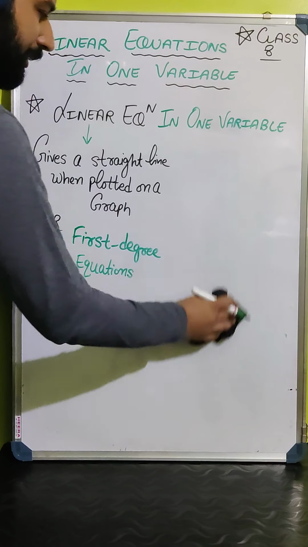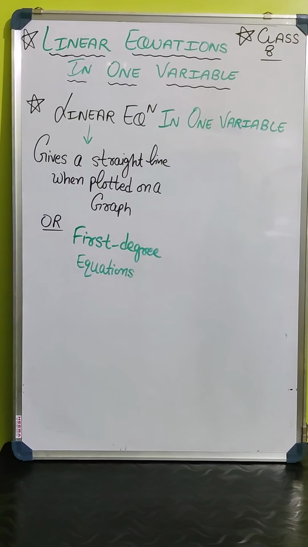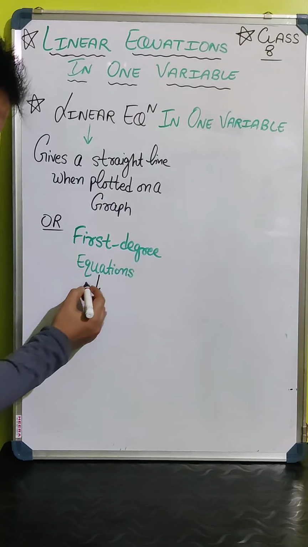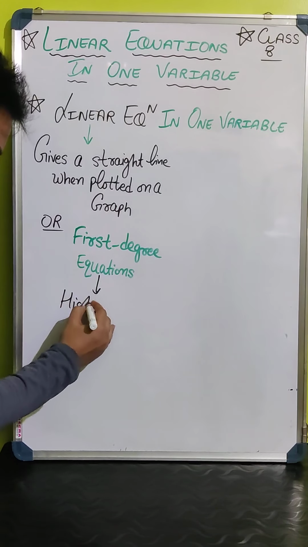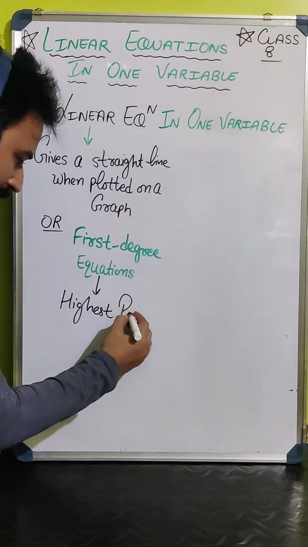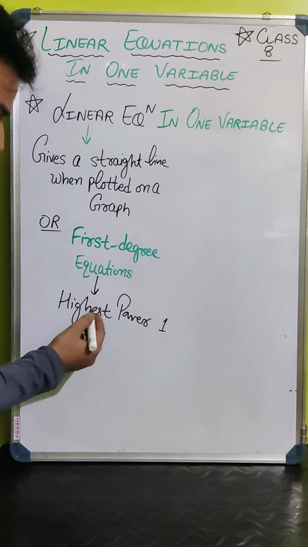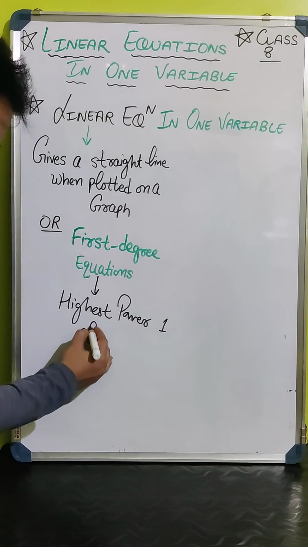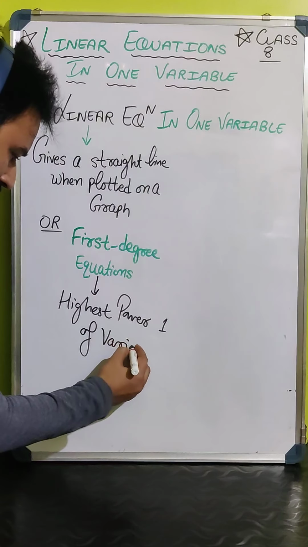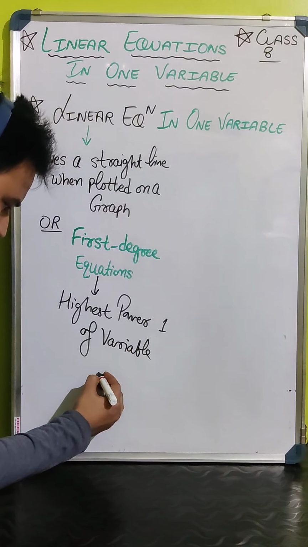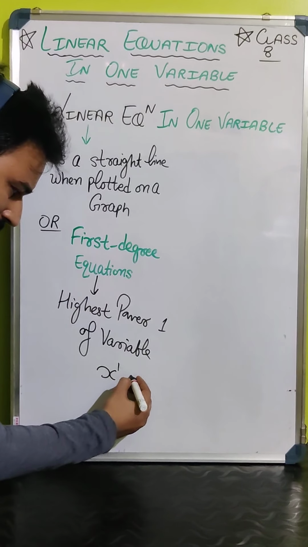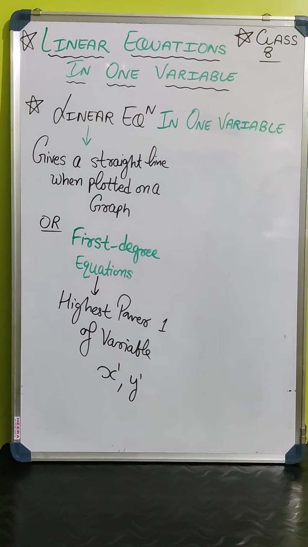And what is degree here? Degree means the highest power, or exponent, which is 1, of the variable. Of the variable means x raised to power 1 only, y raised to power 1 only. So these are the variables, and they have only highest power 1. Now, what are the variables?